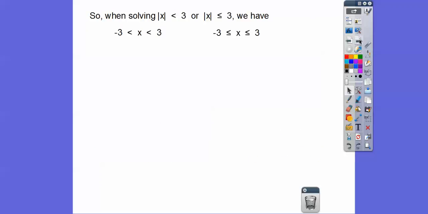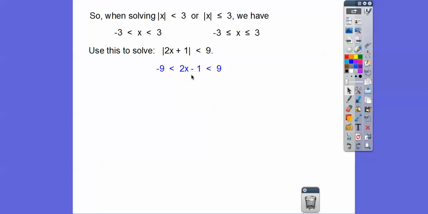So when we're solving absolute value of x is less than 3, we get negative 3 less than x less than 3, or less than or equal to if we're using this one right here. Okay, so let's do that method and solve this guy right here. Since it's less than 9, like this one is less than 3, I'm going to set it up just like this. We're going to put the 2x plus 1 stuff in the middle, put negative 9 on the left and positive 9 on the right. Remember, there's always a negative and positive part to that.